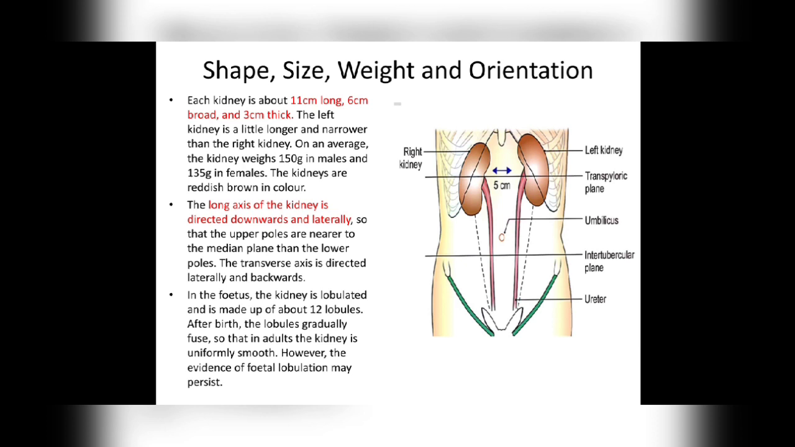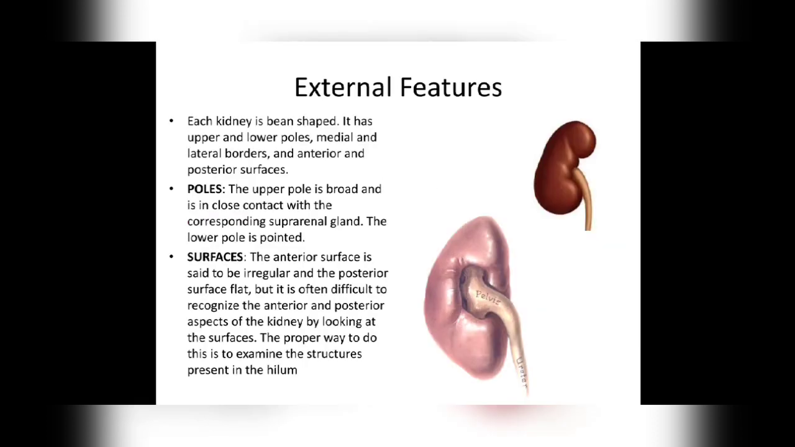The long axis of the kidney is directed downward and laterally, so that the upper poles are nearer to the median plane than the lower poles. The transverse axis is directed laterally and backwards. In the fetus, the kidney is lobulated and is made up of about 12 lobules. After birth, the lobules gradually fuse so that in adults the kidney is uniformly smooth. However, the evidence of fetal lobulation may persist.